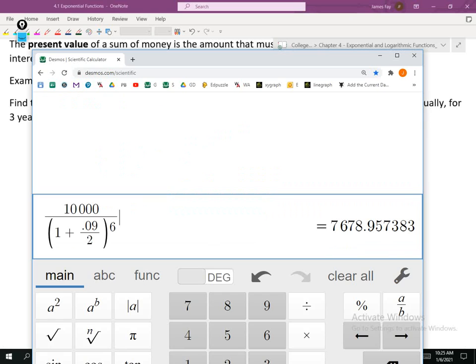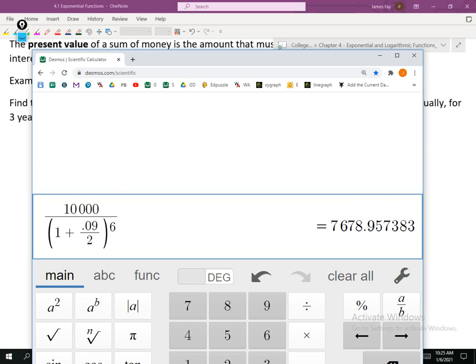So what this tells me then is if I have access to this account, I'm at the bank right now, and they're offering me a 9% interest rate, and they're going to compound it twice a year for 3 years. If I want $10,000, then at that moment, I need to fork over to the bank $7,678.96. And then in 3 years, on the minute, I will be able to withdraw $10,000 from that account. Does that make sense?